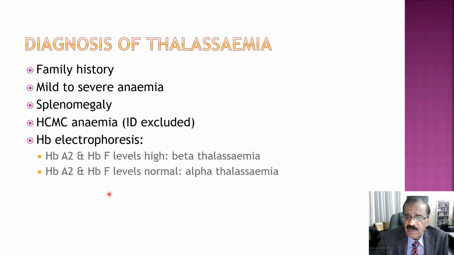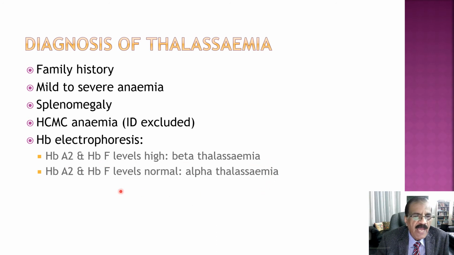In beta thalassemia, the ultimate test is hemoglobin electrophoresis. Now what we want to determine is that hemoglobin A2 and hemoglobin F levels are increased in beta thalassemia. Because hemoglobin A2 and hemoglobin F have alpha chains like hemoglobin A or A1, but the alternate chain is not beta, it is gamma or delta. So gamma or delta chains are increased, resulting in increased level of A2 and F hemoglobin.